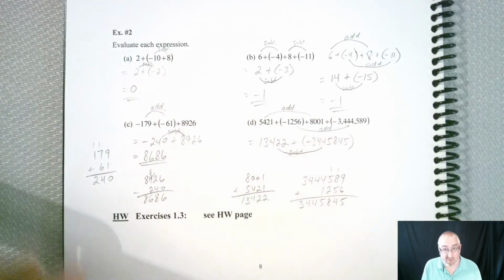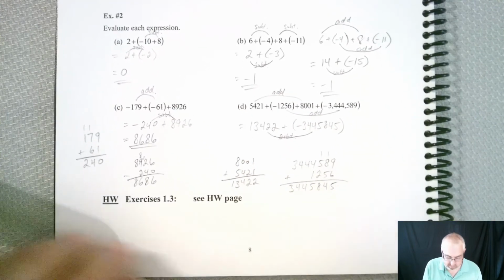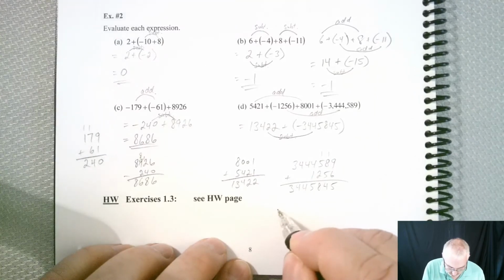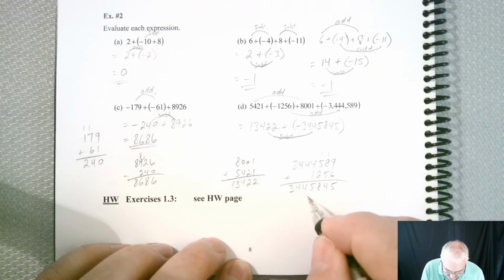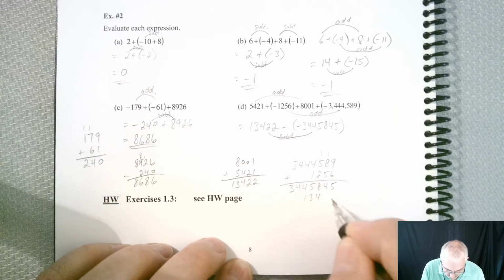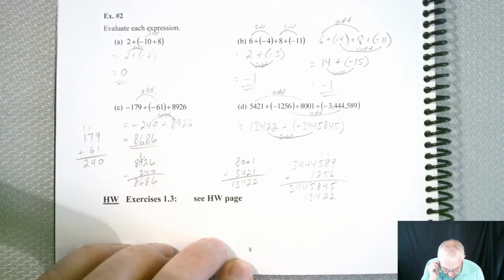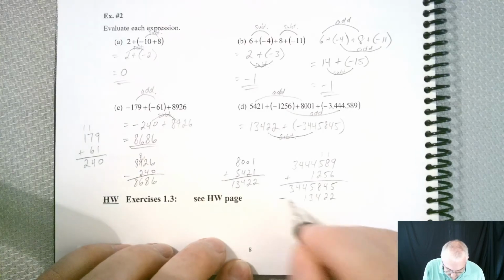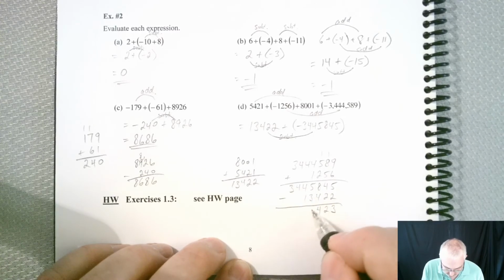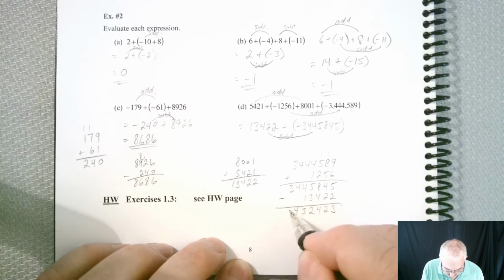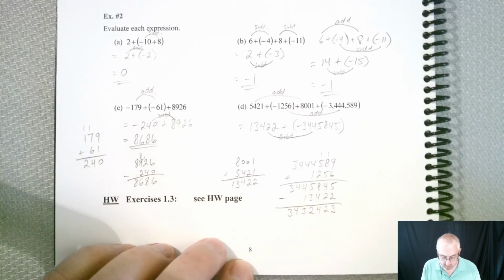All right, so subtracting these, well, let's see what we can do. Well, actually, I'm going to be lazy and just keep that number right there. So I'm going to put the 13,422 right below it. And then we want to subtract. 5 minus 2 is 3. 4 minus 2 is 2. 8 minus 4 is 4. 5 minus 3 is 2. 4 minus 1 is 3. Bring down the 4. Bring down the 3.